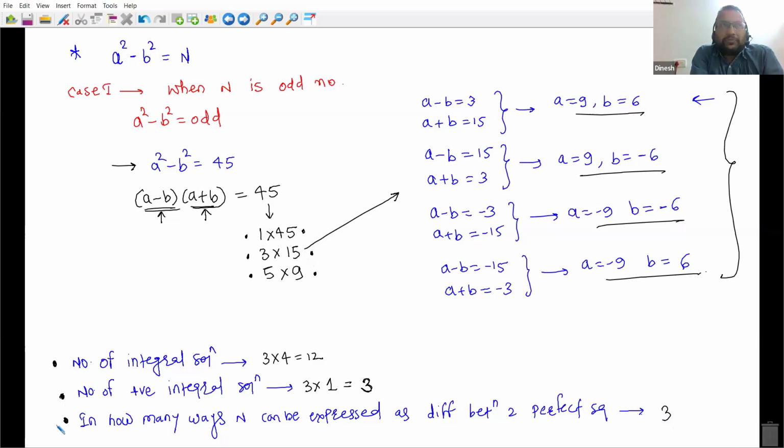Tell me, everyone, is this process clear? This process is applicable when a square minus b square is equal to an odd number. Then let's try this. A square minus b square is equal to 7007, everyone. Let's try to solve this. Just give me a minute.